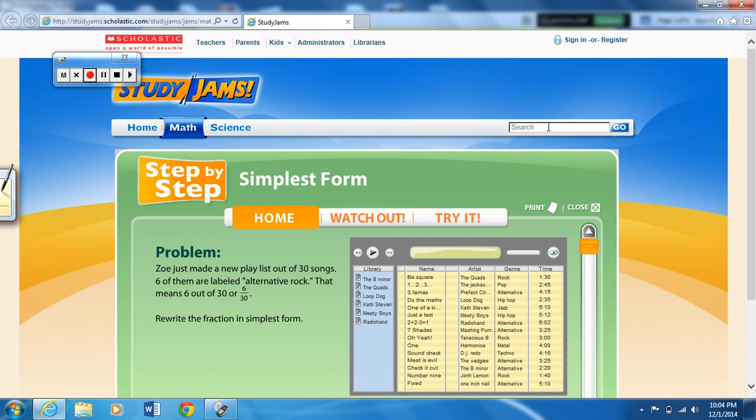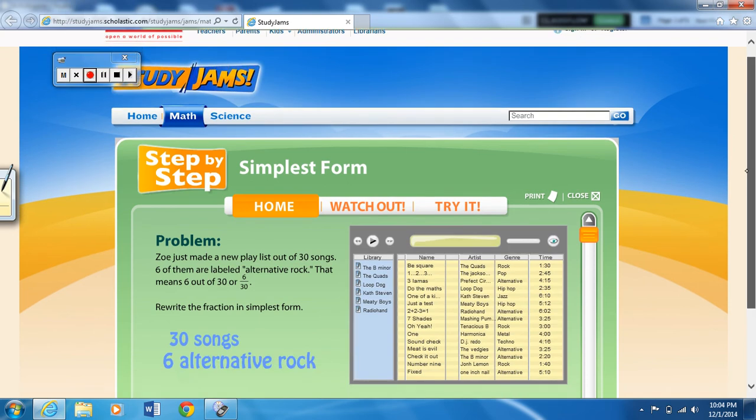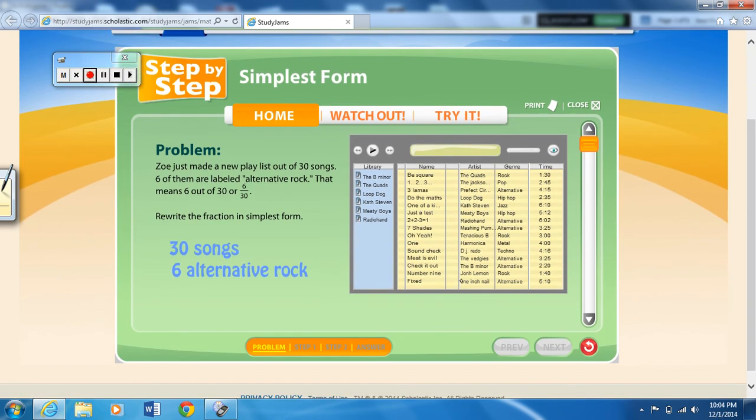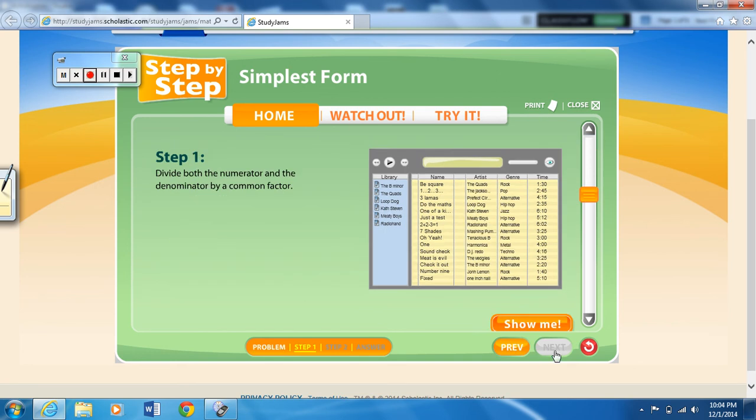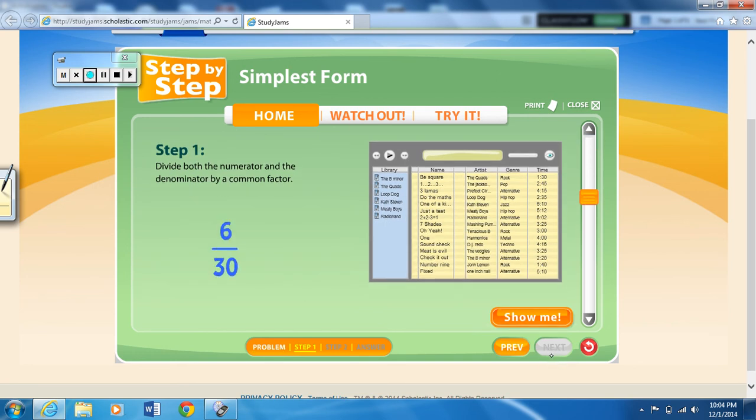Zoe just made a new playlist out of 30 songs. 6 of them are labeled alternative rock. That means 6 out of 30. What is this fraction in simplest form? Let's do it step by step. First step is to divide both the numerator and denominator by a common factor. Remember, if you do it to the top, you gotta do the same thing to the bottom.